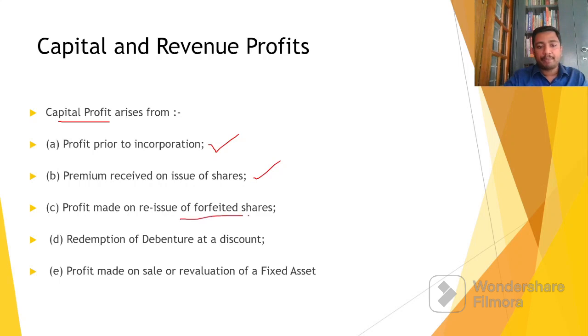Then the profits made on the reissue of forfeited shares, the cancelled shares when they are reissued, the profit derived, that is also a capital profit. Then redemption of debentures at a discount, usually it should be paid at the par value. If it is at a discount, we are generating some profit. And the profit made out of the revaluation of fixed assets. When you look at a glance, you can identify that these transactions are not at all regular. They may not happen regularly in the business. If the profits are derived from these, then that is generally known as the capital profits.